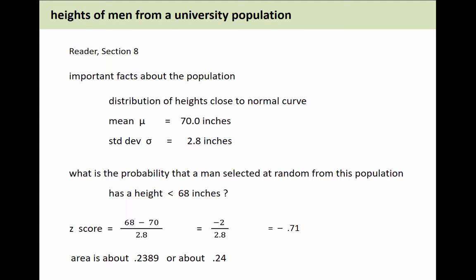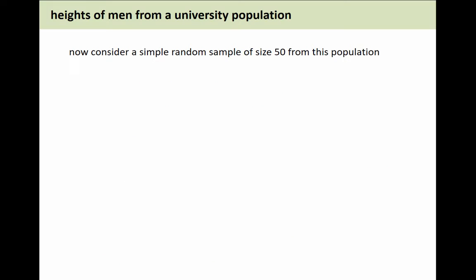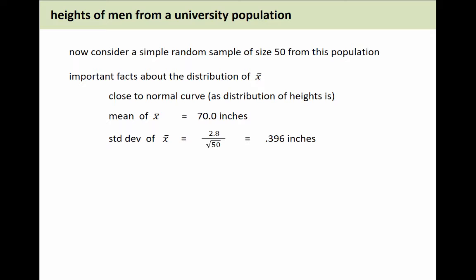So if we use Surstat or Stata or the table in this case, the area below a z-score of minus 0.71 is about 0.2389, or we might round it to about 0.24. In contrast to this, let's consider a random sample of size 50 from this population. And again, we're going to work out the important facts about the distribution of x bar. The distribution of x bar is going to be close to a normal curve. Why? Because the distribution of heights is, so we know that'll work for any sample size.